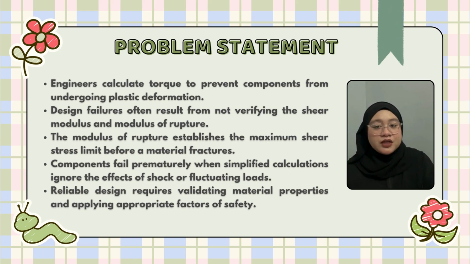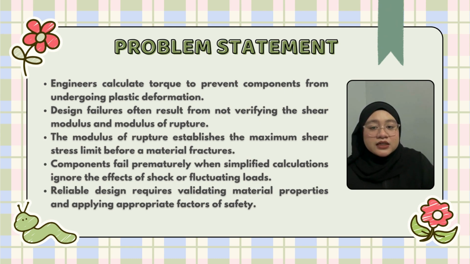Today, I want to explain the problem statement in our group project, which is torsion test analysis of specimens of mild steel and brass. The first one is that engineers must calculate specific torque values to ensure a component does not reach the point of plastic deformation or total failure. The next one is that a major cause of design failure is the failure to verify essential material properties, specifically the shear modulus and the modulus of rupture.